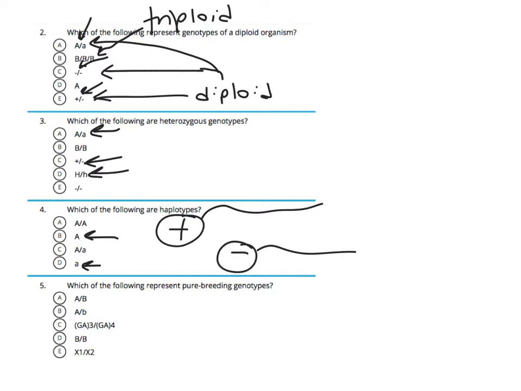And pure breeding genotypes, again, most of you got. So what are you looking for? Somebody please summarize. What are you looking for when you're looking for a pure breeding genotype? Something that's the same. So another word for a pure breeding genotype is a homozygous genotype. So there was one there. The GA3 over GA4 and the X1 over X2, those are different alleles of the same gene, so those wouldn't be pure breeding. Those are heterozygous. Which is not pure breeding.